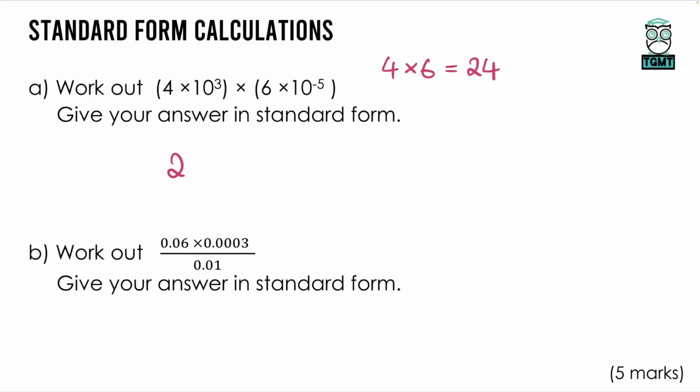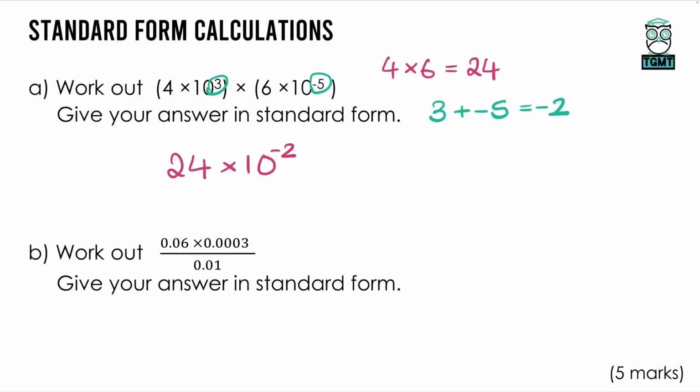So I can write 24, and I'm going to need to times that by 10, and here we can just look at the powers. We have a power of 3 and a power of negative 5. Now when you are multiplying with powers, you can add the powers. So here, I need to think about what they will add together to make. So I'll have 3 plus the power of negative 5. 3 add -5 is 3 take away 5, which is just -2. So actually my power here will just be -2.